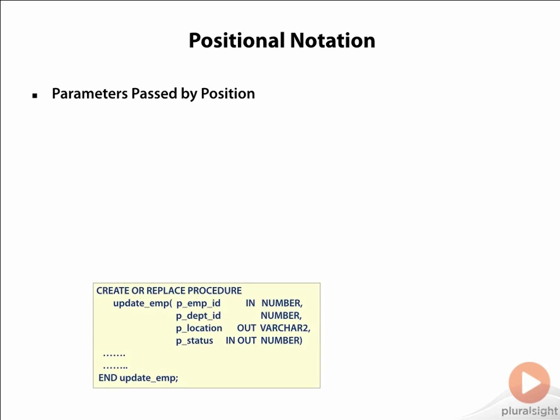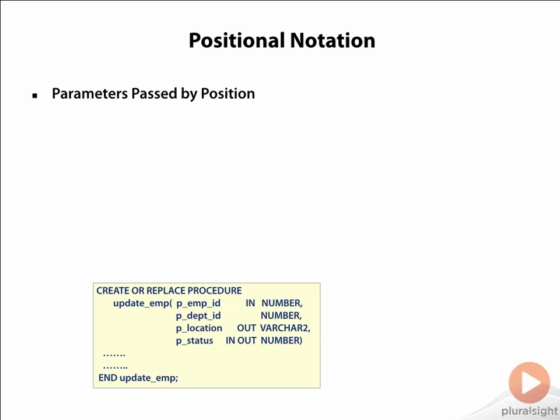In all the examples we looked at so far, we were passing the parameters by position. So our actual and formal parameters were mapped based on the order we passed the actual parameters to the procedure or the function. For example, here is a procedure update EMP which has 4 parameters. PEMPID and PDPDID are IN parameters, PLocation is an OUT parameter, and PStatus is IN OUT type.